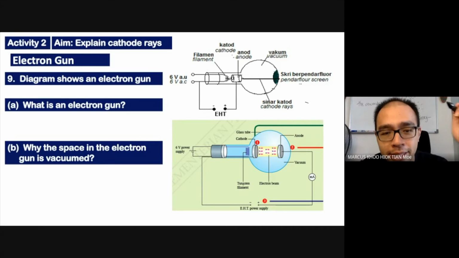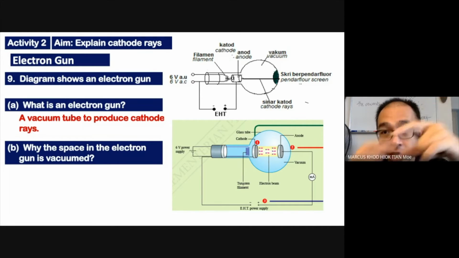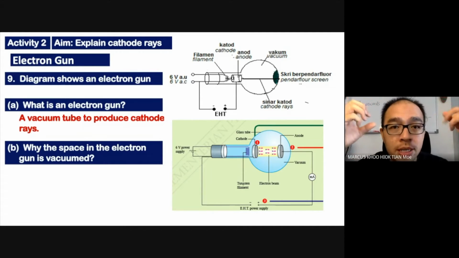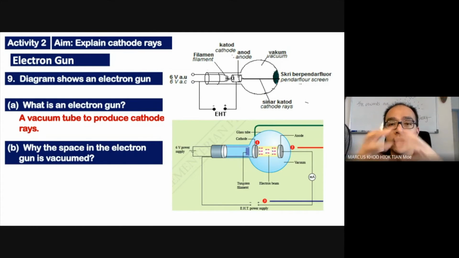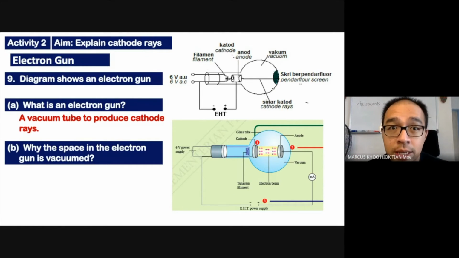So what is an electron gun? An electron gun is a vacuum tube that produces a cathode ray. So the whole thing, the vacuum tube, the cathode, the anode, that whole thing is called an electron gun. Dalam bahasa Melayu is literally senapang electron. So why is the space in an electron gun?